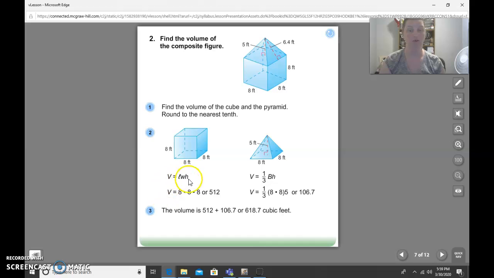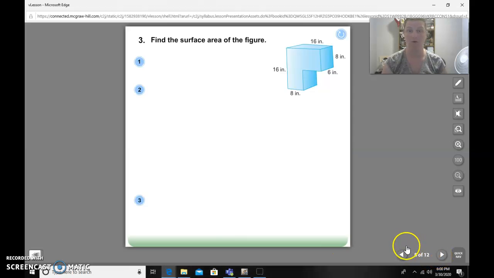Then again, you're going to add these 2 together. Add your 2 answers together. The volume is 512 plus 106.7, or 618.7 cubic feet.